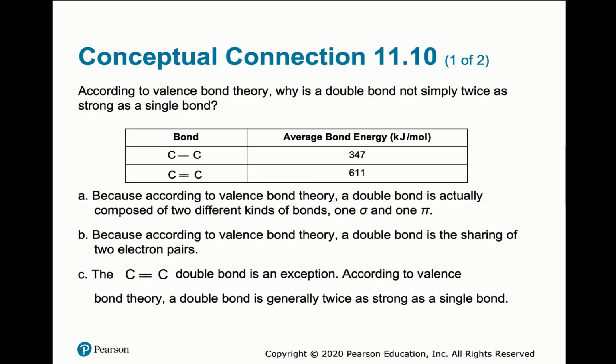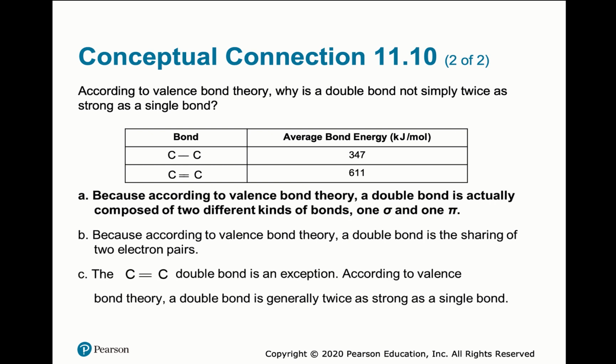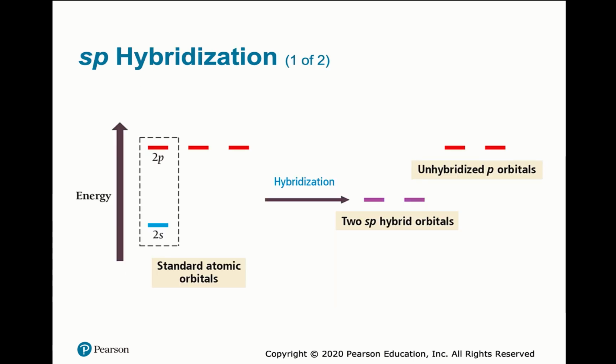So according to valence bond theory, why is a double bond simply not twice as strong as a single bond? Because there's one sigma and one pi. And generally speaking, a sigma bond is overall stronger than a pi bond as well.